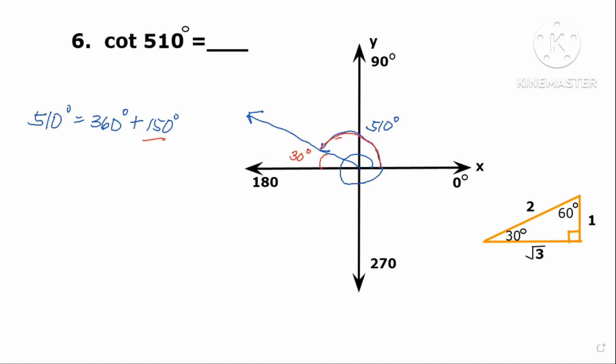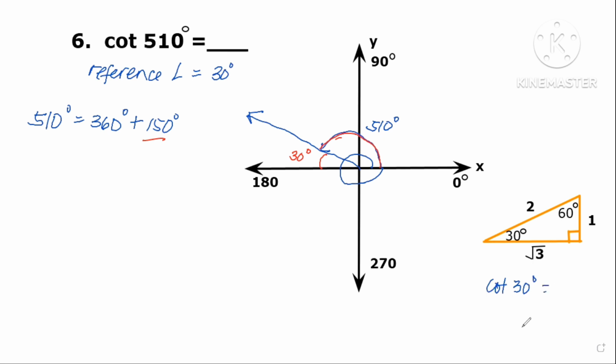Okay? So, sulat po natin yan. So, reference angle is 30 degrees. Okay. So, since the reference angle is 30, we now go back to our 30, 60, 90 triangle, no? And how do we get the cotangent of 30 degrees?